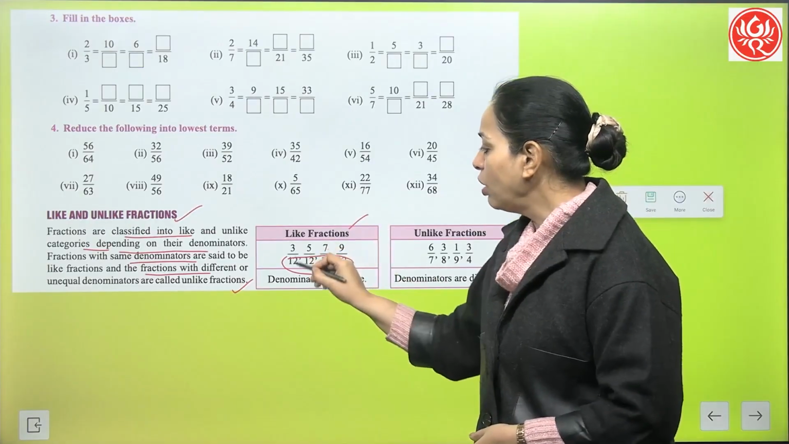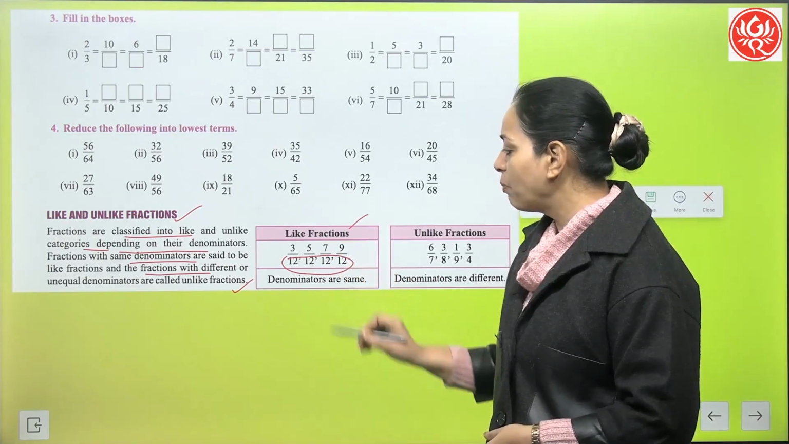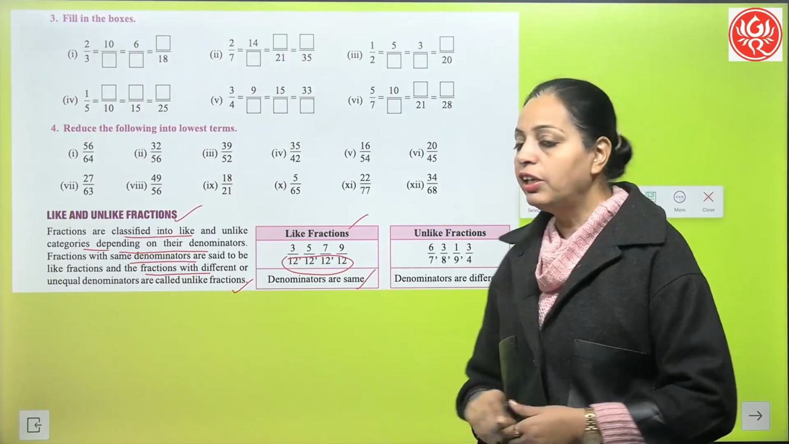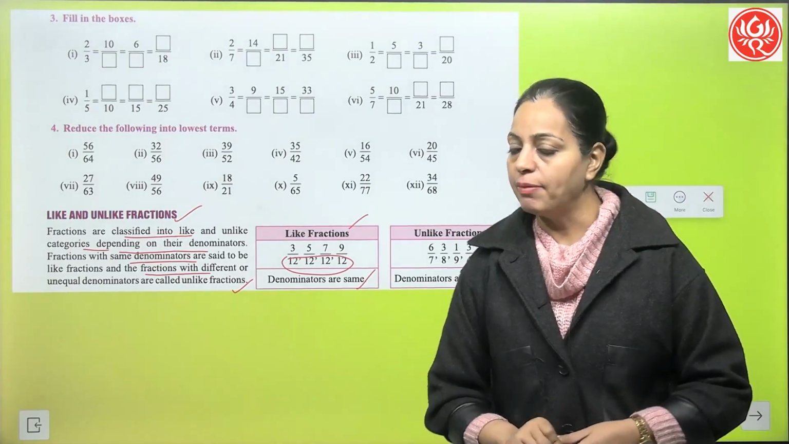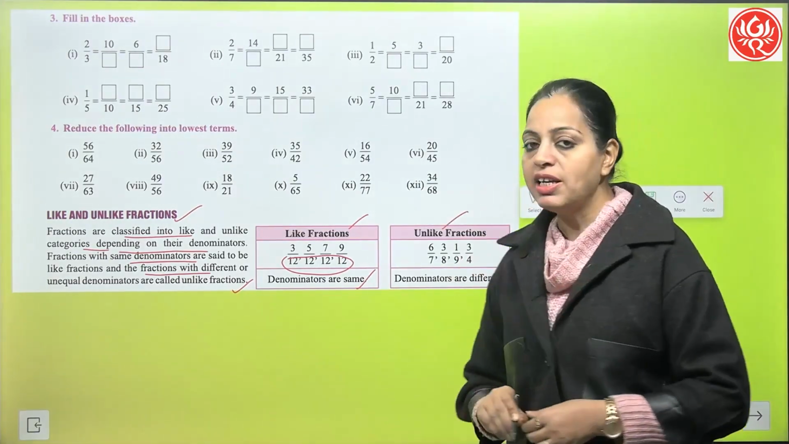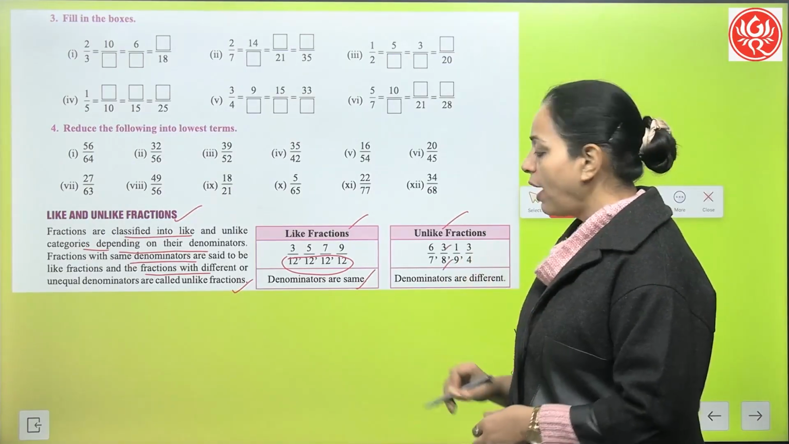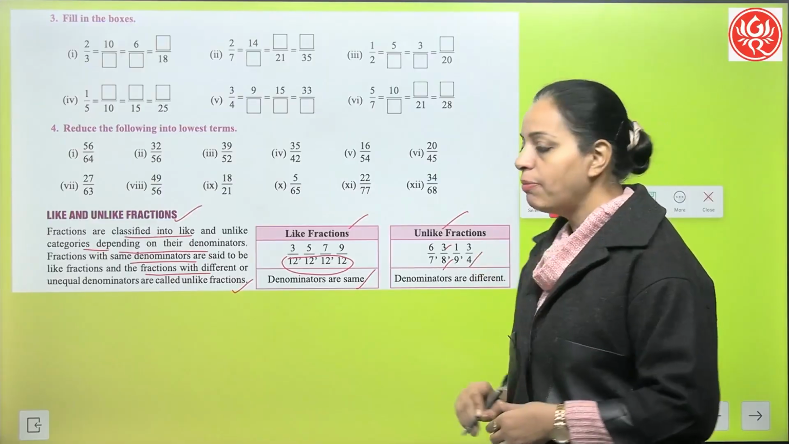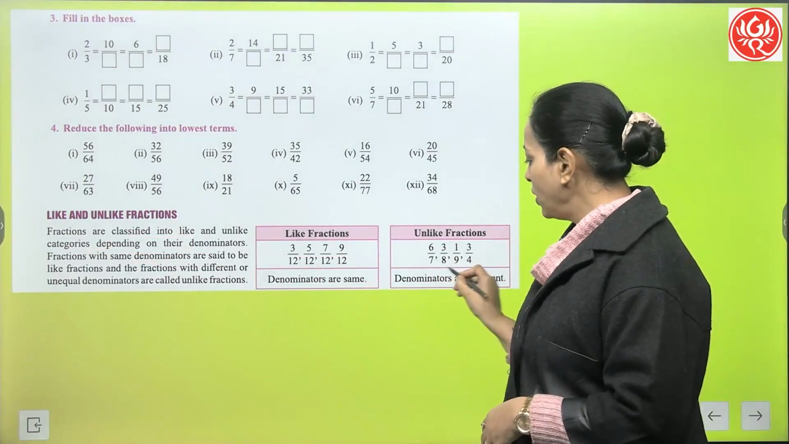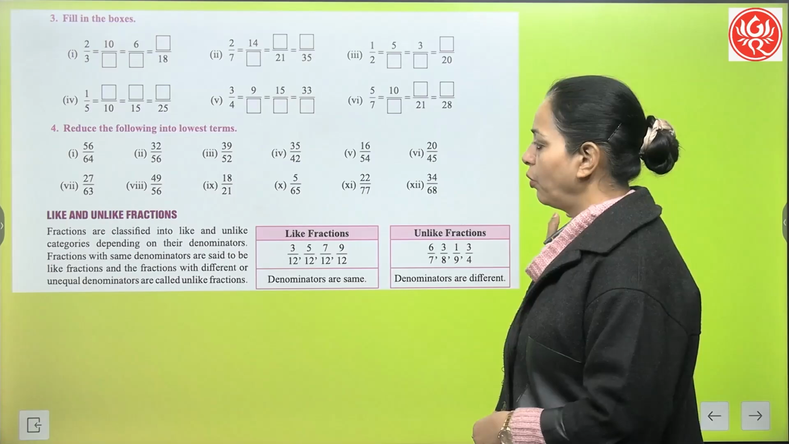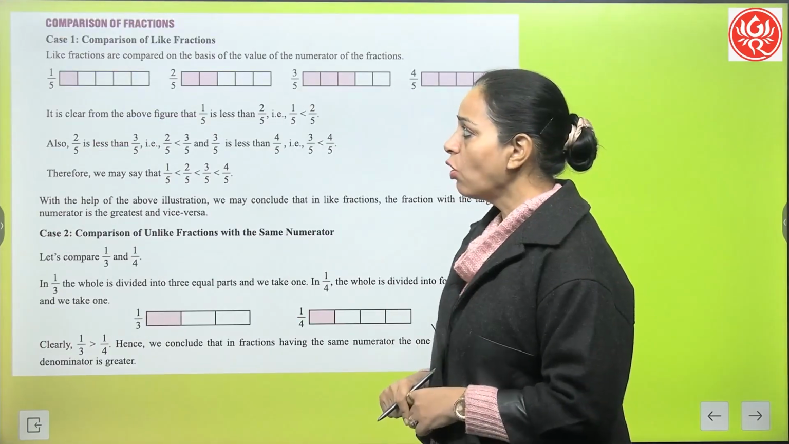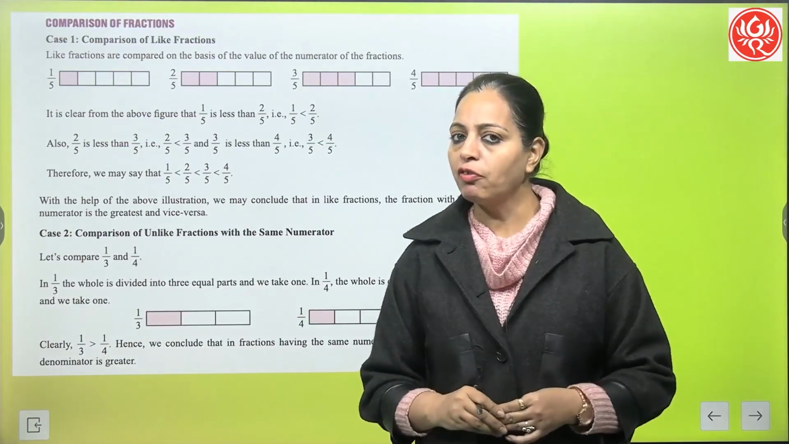Like here 3 by 12, 5 by 12, 7 by 12, 9 by 12, the denominators are the same. Now unlike fractions means different denominators, like 6 by 7, 3 by 8, 1 by 9, 3 by 4. So here the denominators are different. Okay. Now comparison of fractions. Now we have to compare the fractions.